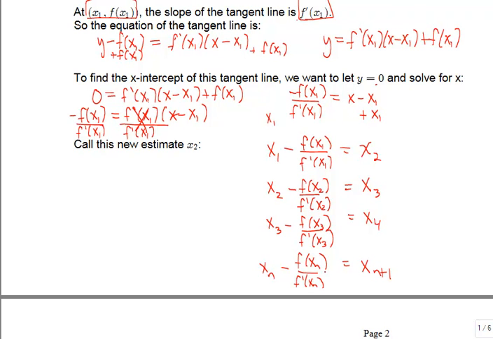So this is our formula for Newton's method. To get the next guess, you take the prior guess, plug it in, take that x value, that guess, minus f at that x value over f prime at that x value.